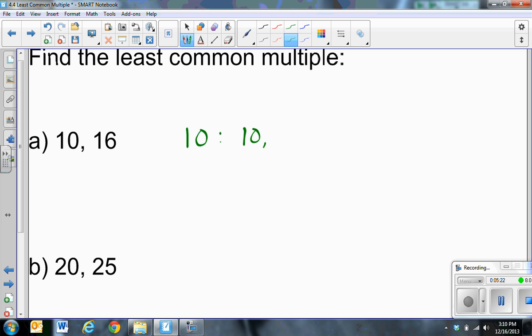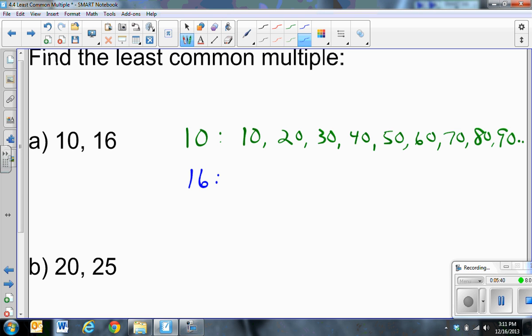10 times 1. And then 20, and 30, and 40, and 50, 60, 70, 80, 90, and so on. Okay, so now we'll work with 16. And I should probably grab a calculator. Let's see if I can do it without.